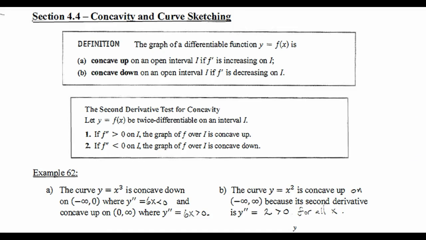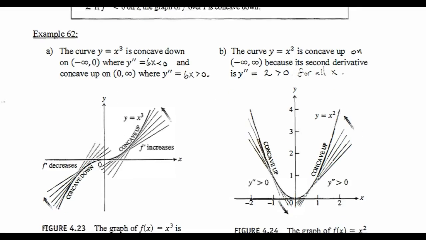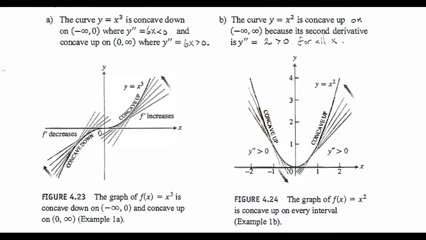Okay, so here we are in example 62. We have y equals x cubed. Now y equals x cubed, that's this function right here everybody should be comfortable with. Notice that from negative infinity to 0, x cubed is concave down, right? Water would spill out of that. From 0 to infinity, x cubed is concave up. You can imagine water would stay in that.